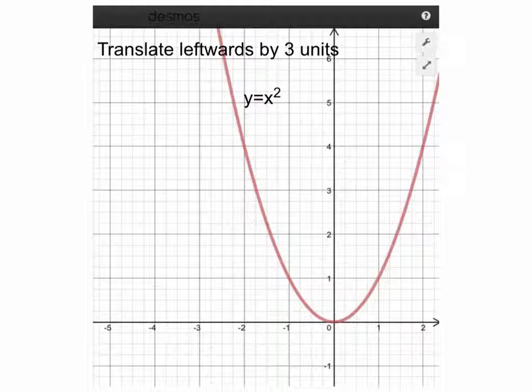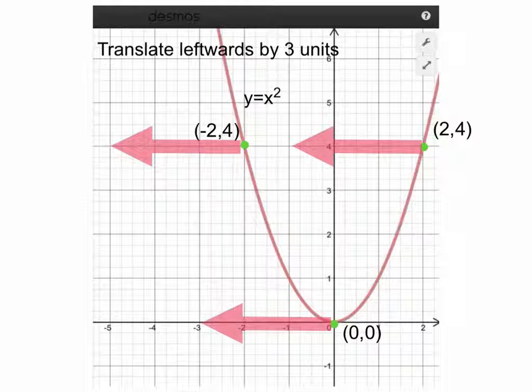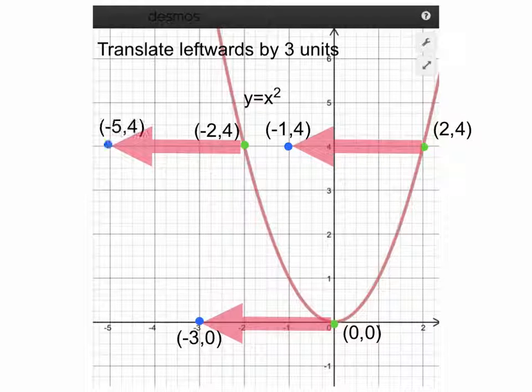And now I want to translate the graph of y equal to x squared leftward by 3 units. Let's see what happens. Firstly, we take a look on 3 points on the original graph, which are (2, 4), (0, 0), (-2, 4). All these 3 points will be moved to left by 3 units, so they will become (-1, 4), (-3, 0), (-5, 4). Then we can connect those points. Then the image of the graph will look like this.